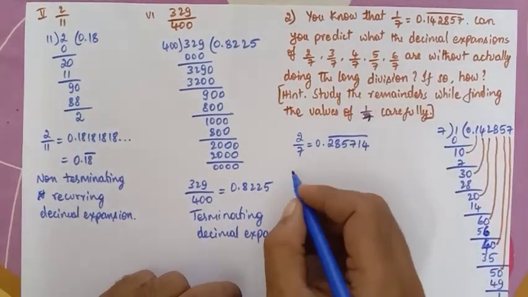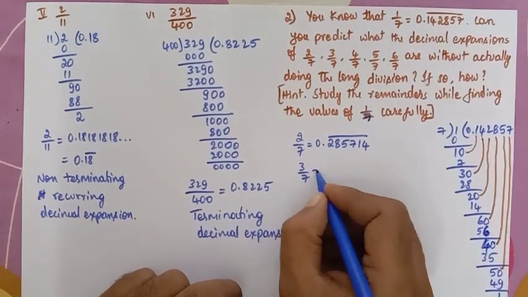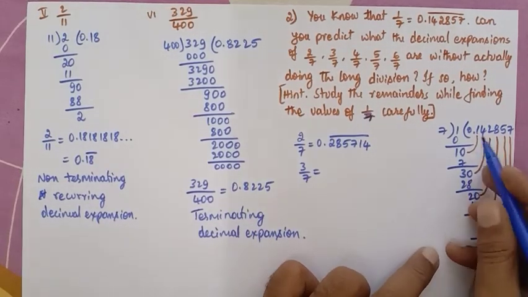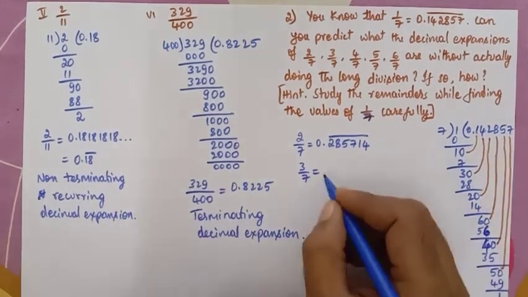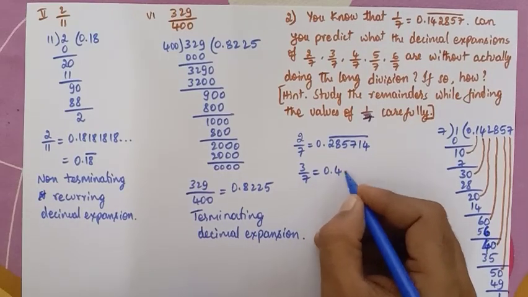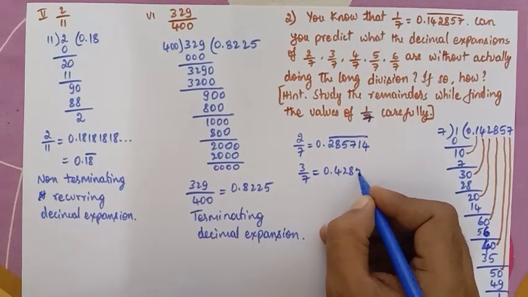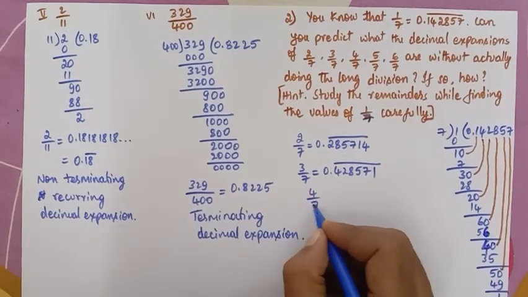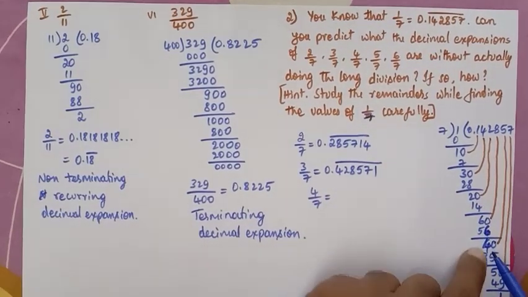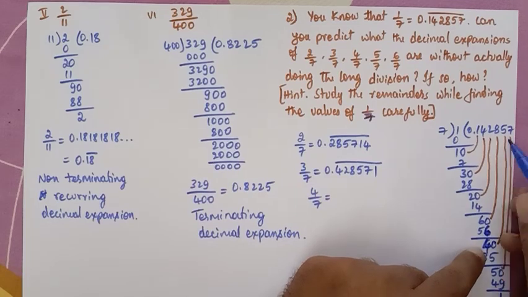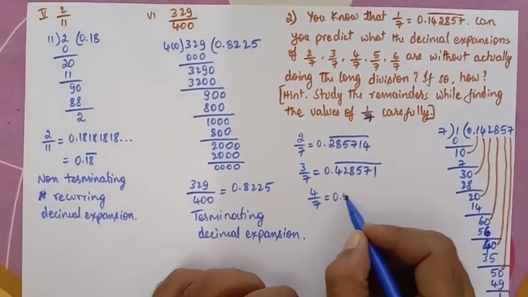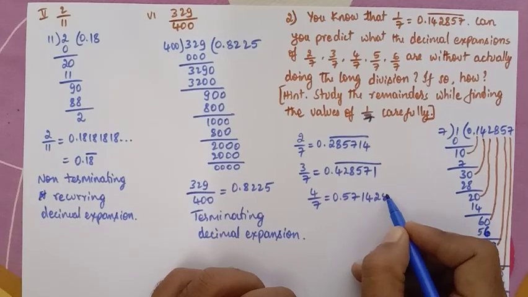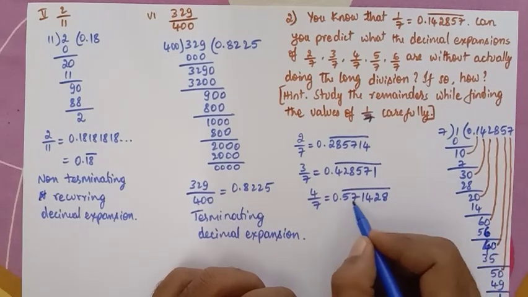Likewise now we will move on to 3 by 7. Where is 3? It is here, 3. So 7 4s are 28. Yes, right. So 0.428571. This is the repeating part. Next one is 4 by 7. Where is 4? Here is the 4. For 4, 5 7. Yes, right. 0.571428. This is the repeating part.